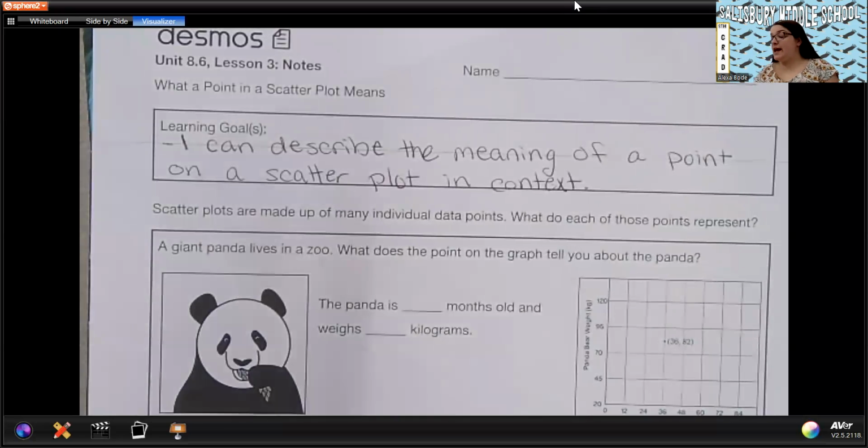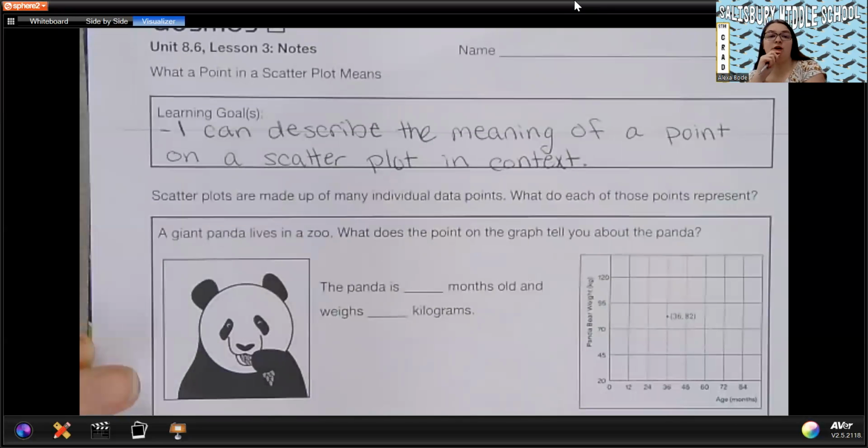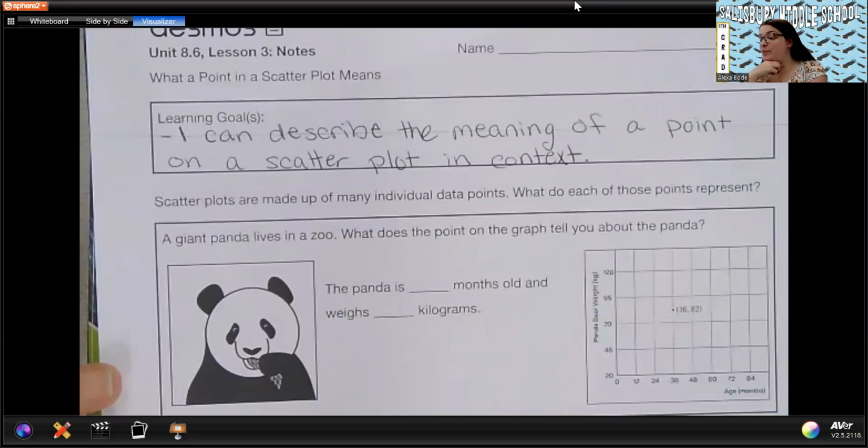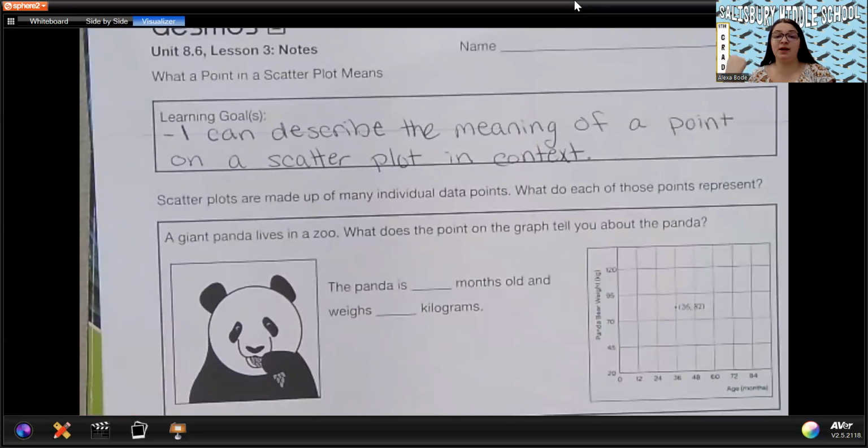So today our learning goal is I can describe the meaning of a point on a scatter plot in context. You should have this written down in your notes already. So I can describe the meaning of a point on the scatter plot in context. This should be really simple. You guys already should know how to describe what a point means on a graph, but we're just going to go into it a little bit more today.